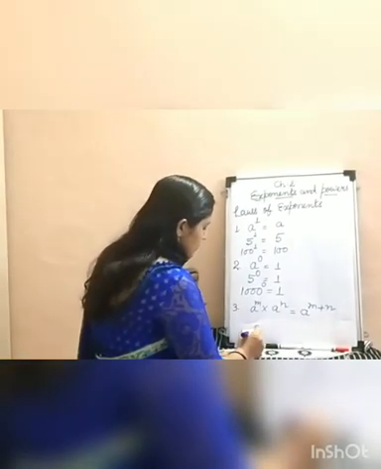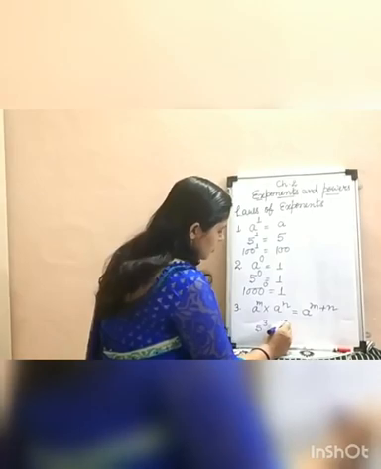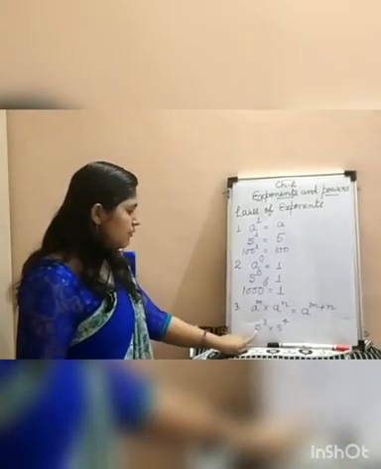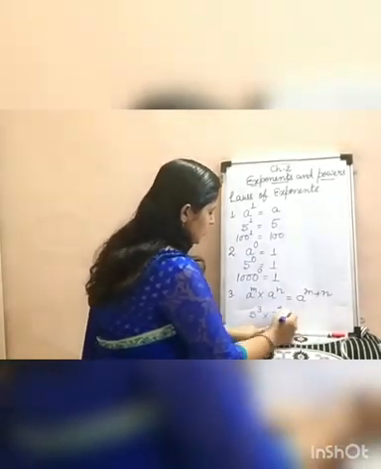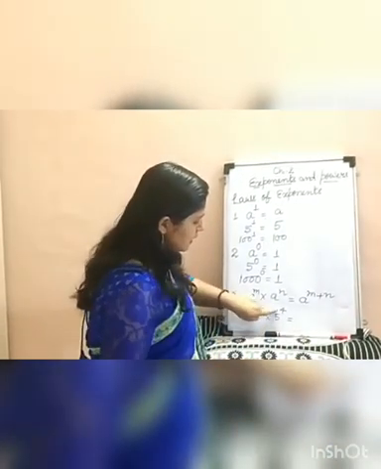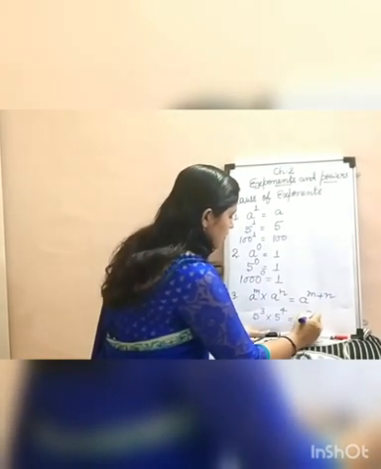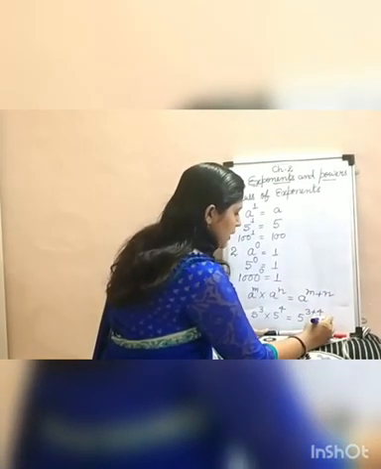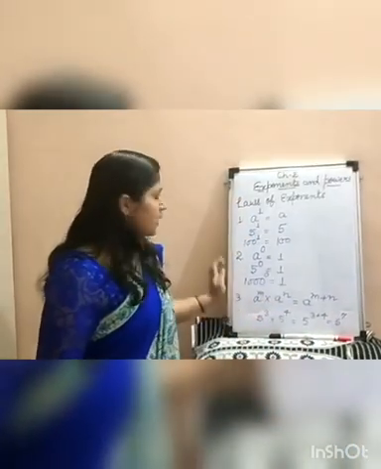Let's see one example here. 5 to the power 3 into 5 to the power 4. 5 here and 5 here, the bases are the same. So we will add the exponents. Here the exponent is 3 and here the exponent is 4. So 5 raised to the power 3 plus 4. It means 5 to the power 7. Let's see our next law.